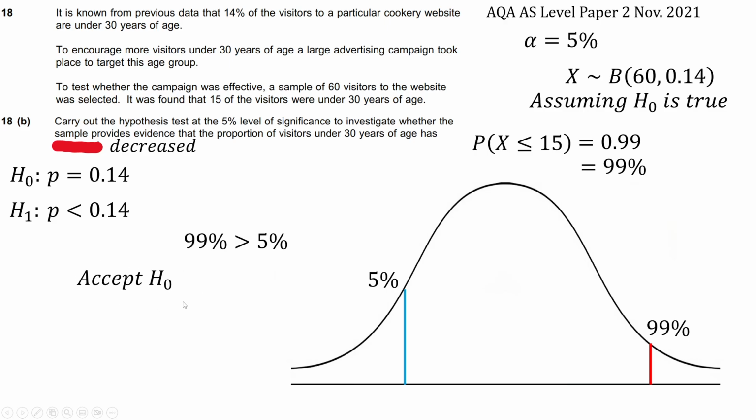The actual correct terminology would be, you would say, we fail to reject H naught. I don't know why, but that's just what you say, I guess. It doesn't matter, you won't drop marks for saying that in a test.